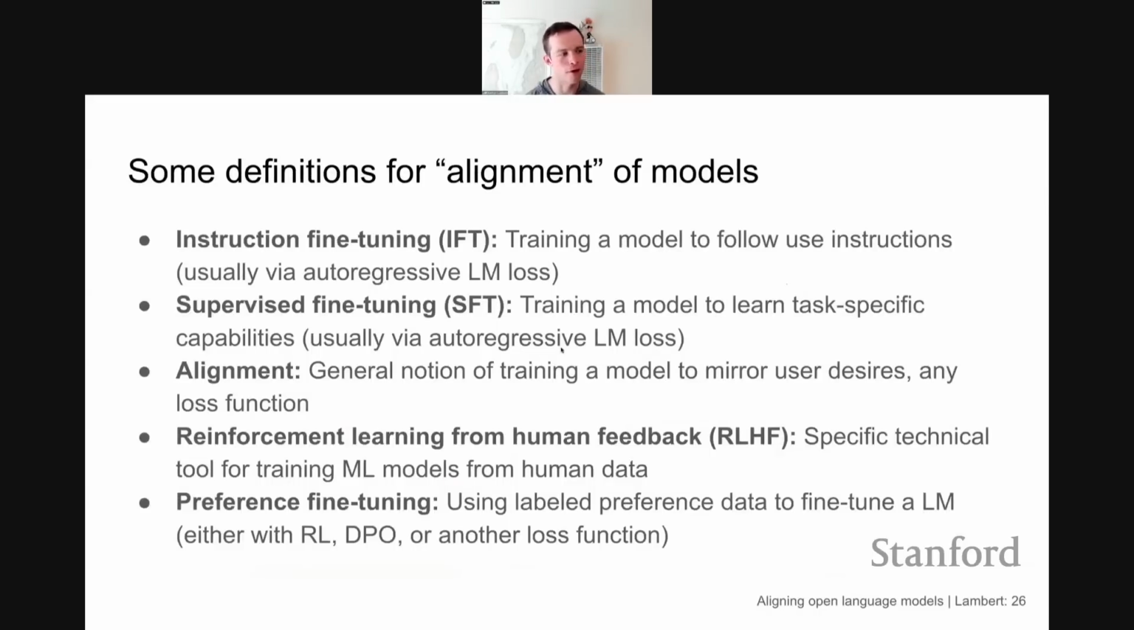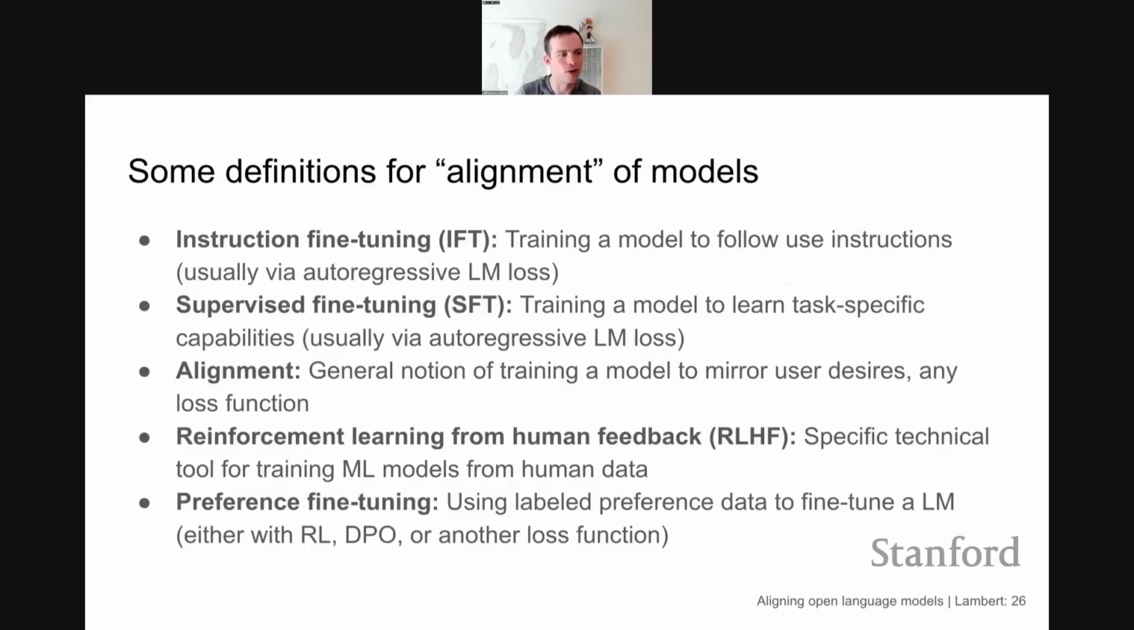Another thing that's not fun, but I'm going to do for the sake of flag posting, no one really likes listening to definitions. Here are some things that you'll hear thrown around. This isn't even all of them when talking about quote unquote alignment. I have alignment defined as a general notion of training a model to mirror a user's desires, really with any loss function. It's not restricted. There's other terms.